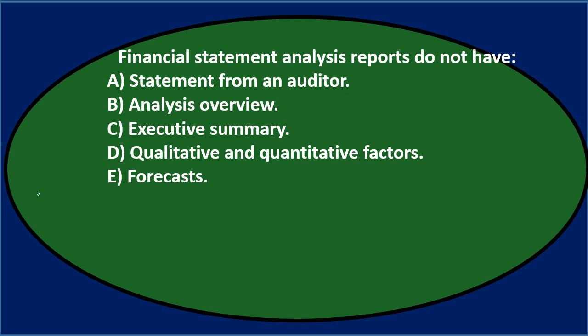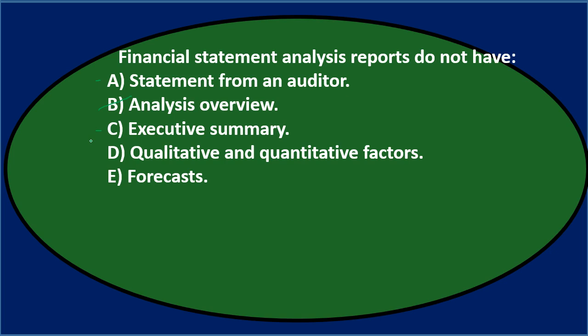Financial statement analysis reports do not have either A, statement from an auditor. So that's usually going to be the opinion, possibly what they're talking about, an opinion of the auditor, or an audited financial statement analysis. So I'll keep that for now. B says analysis overview. You would think that if we're doing all these financial statement ratios, we would want an overview to summarize it up. So that seems like it should be there. Executive summary. I don't know, maybe. I'll keep that for now.